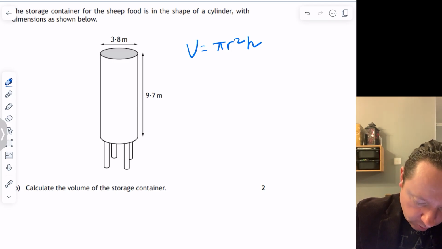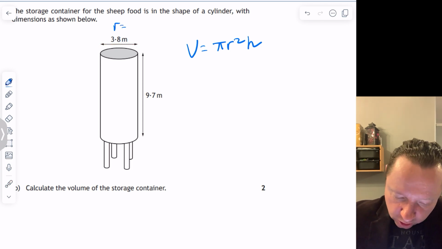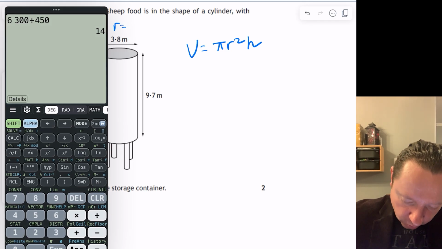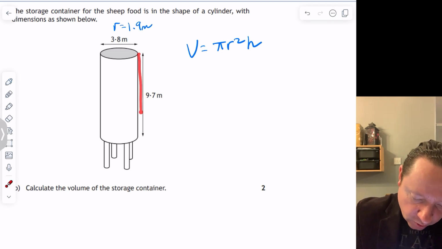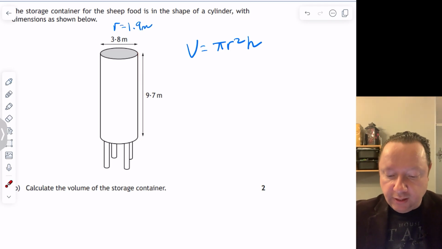Well, all the way across is called the diameter. The radius is half of that, so I can immediately work out the radius and always do that first. Don't just jump in by dividing by 2. 3.8 divided by 2, which is 1.9. You either have to work out the radius usually in these questions, or maybe a height because there'll be an extra bit or something. But it's just the radius in this case.